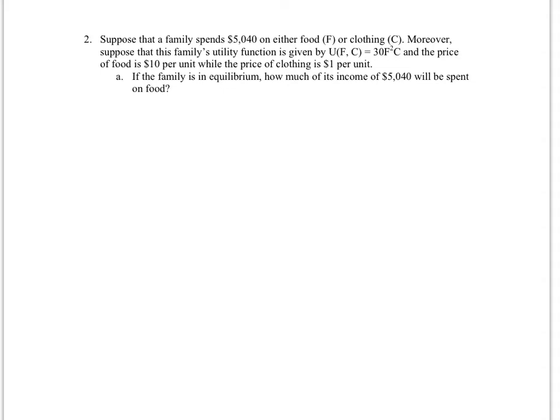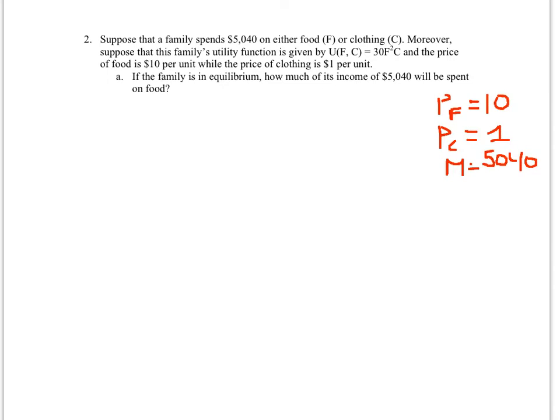Okay, the first part of this problem is not so difficult. Simply use a method we've been using for the other problems to solve for the maximum utility consumption bundle. So remember, let's write down here what we have. Price of food is 10. The price of clothing is 1. And the money that the family has is 50/40.